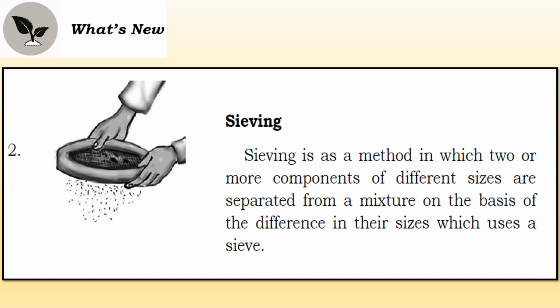Itong sieving naman is a method in which two or more components of different sizes are separated from a mixture on the basis of the difference in their sizes, which uses a sieve. Okay, ang kaibahan nila, itong sieving ay puro solid ang iyong ihihiwalay. Ang isa, mayroon dalawang particles ang isang mixture. Ang isang particle ay mas malaki at ang pangalawang particle ay mas maliit. So gusto mong ihiwalay silang dalawa para mahiwalay yung maliit na particle sa malaking particle. At gagamit tayo ng sieve. Yan ang kaibahan ng filtration at saka sieving.